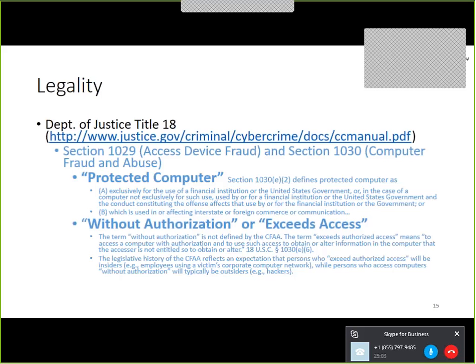Legality. So I mentioned a bit about criminal charges. One example is Department of Justice Title 18, which is basically the Computer Fraud and Abuse Act. In this particular case, it's around protected computers in the financial context, but nonetheless, if you access something without authorization, or if you exceed the access you've been told you can have to the system, you are potentially in violation of Department of Justice Title 18, and that's a federal offense.